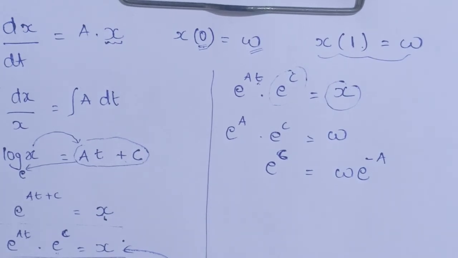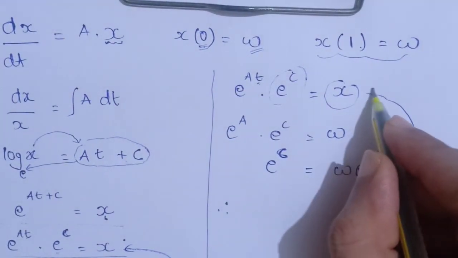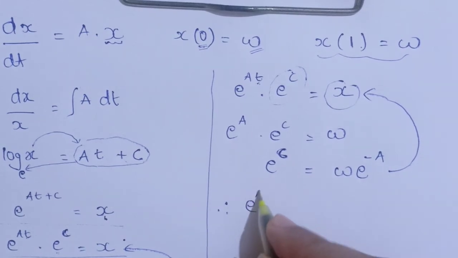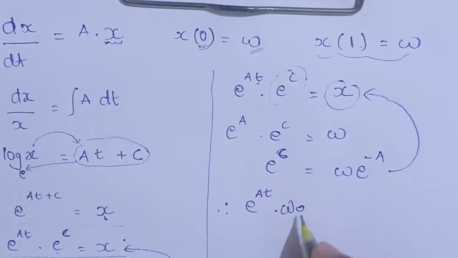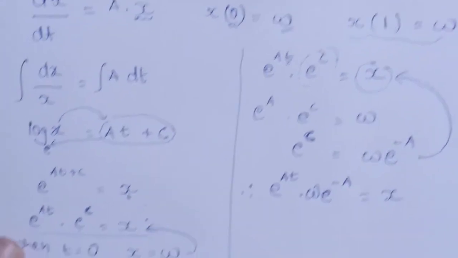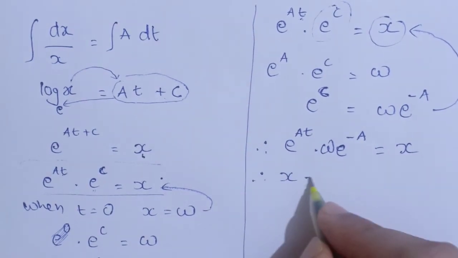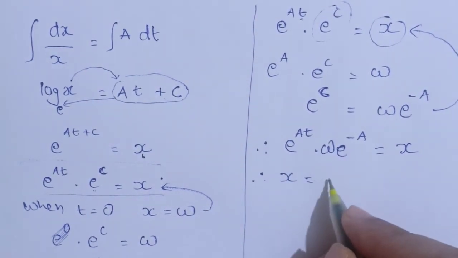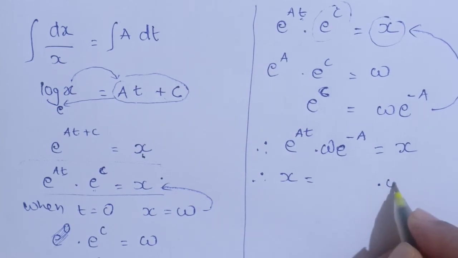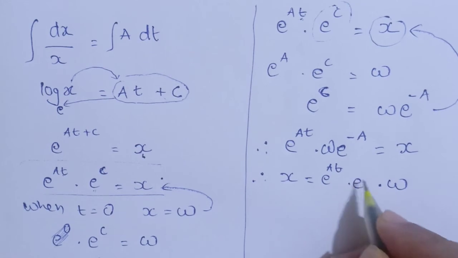So let me put this value of e raised to c directly over here, right? So when I put this e raised to c value over here, I will have e raised to at times omega with e raised to minus a is equal to x. So I can simply write this as, therefore I have the value of x ready with me. The value of x is nothing else but, let me write this omega at the end, and e raised to at and e raised to minus a together.